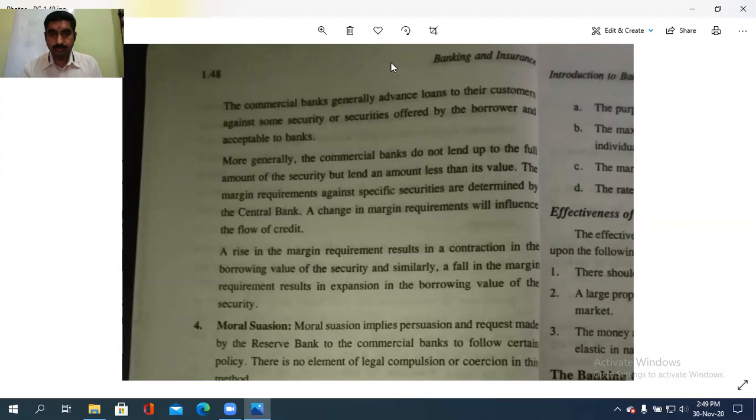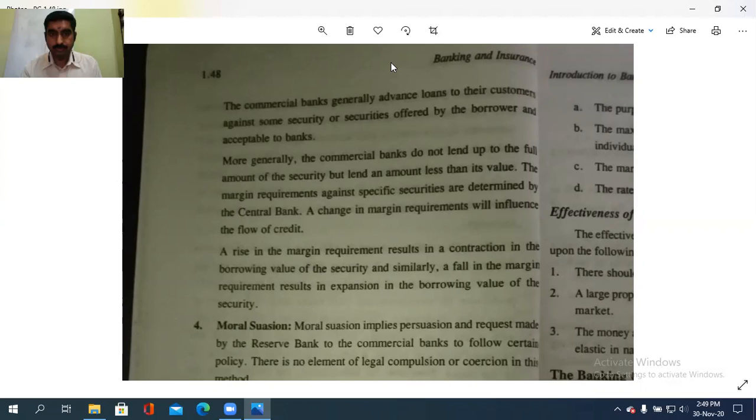The margin requirement against specified securities is determined by the central bank, and a change in the margin requirement will influence the flow of credit also. That is, with the margin requirement, a particular margin is set aside against the collateral securities or the securities offered by the borrower in case of the advances or the loans. So that is the case.